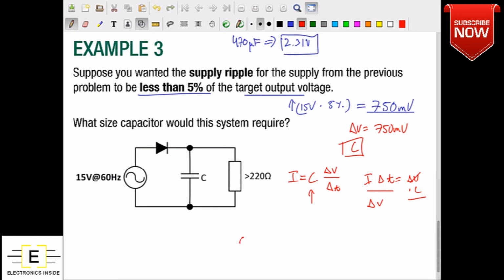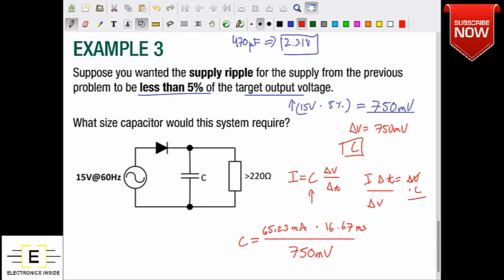Let's go ahead and solve for that capacitance. So we know that the average current we got in the first part was 65.23 milliamps. We know that the discharge period, since this is still our half-wave rectifier, is 16 2/3, or approximately 16.67 milliseconds. And our supply ripple, we said, should be 750 millivolts.